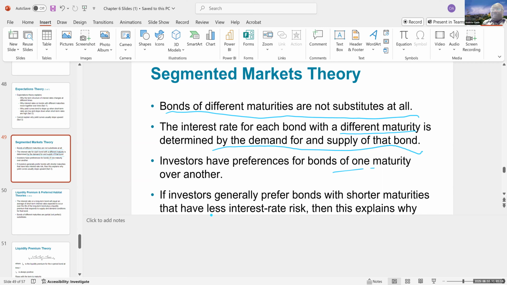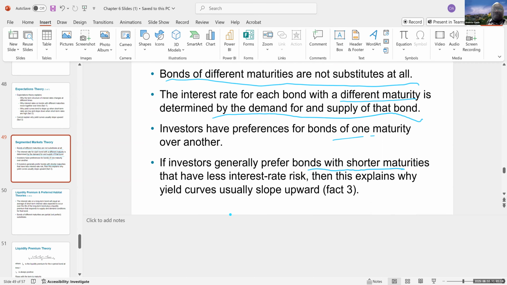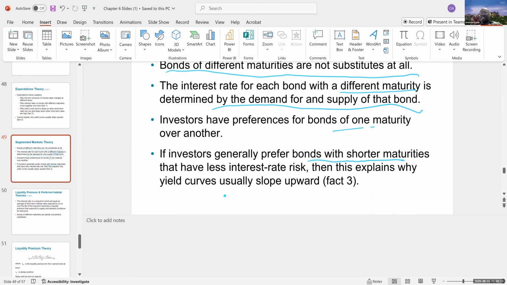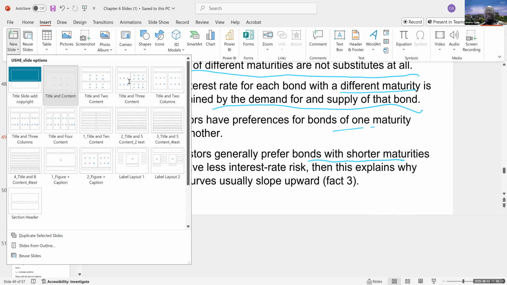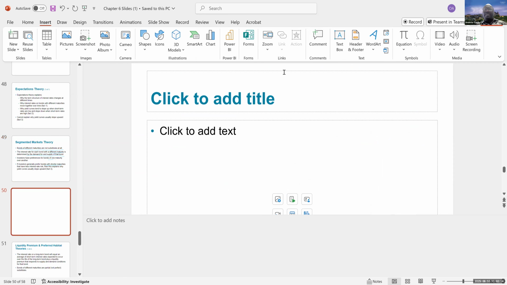If investors generally prefer bonds with shorter maturities that have less interest rate risk, then this explains why yield curves usually slope upwards. That's the theory. So let me expand this a little bit. This important theory is going to explain the third fact, which the expectation theory doesn't explain.